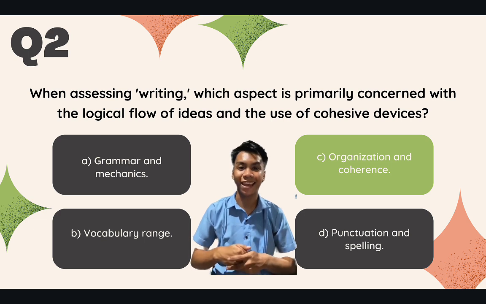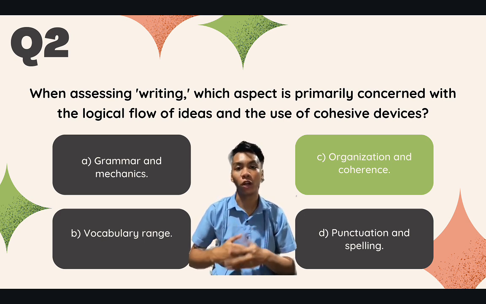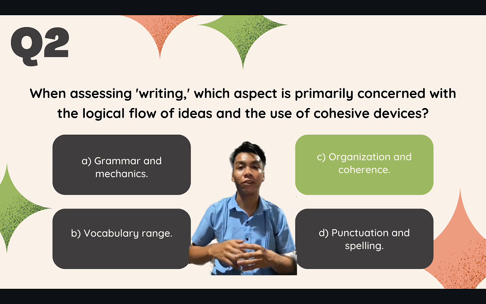For letter A, this aspect focuses on the rules of language structure and conventional writing marks rather than logical connection of ideas. In letter B, while important for expression, vocabulary range pertains to the breadth of words used, not how those ideas are logically linked. And in letter D, these elements fall under mechanics and affect clarity at the micro level, but they do not directly govern the overall logical flow and connectedness of ideas in a text.